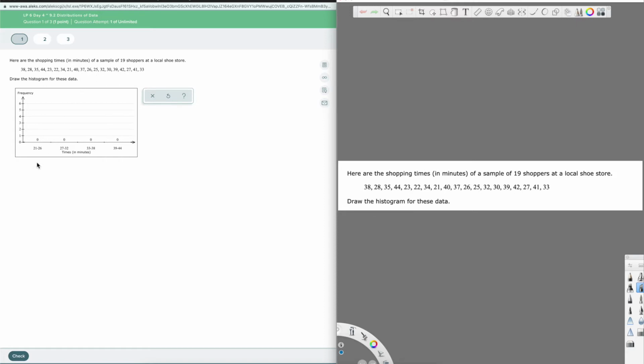for each point that is within the interval. So anything from 21 to 26 is going to be in this guy here. Anything from 27 to 32 is going to be in this interval here. So we're just going to go through and count. So let's do 21 to 26 first.